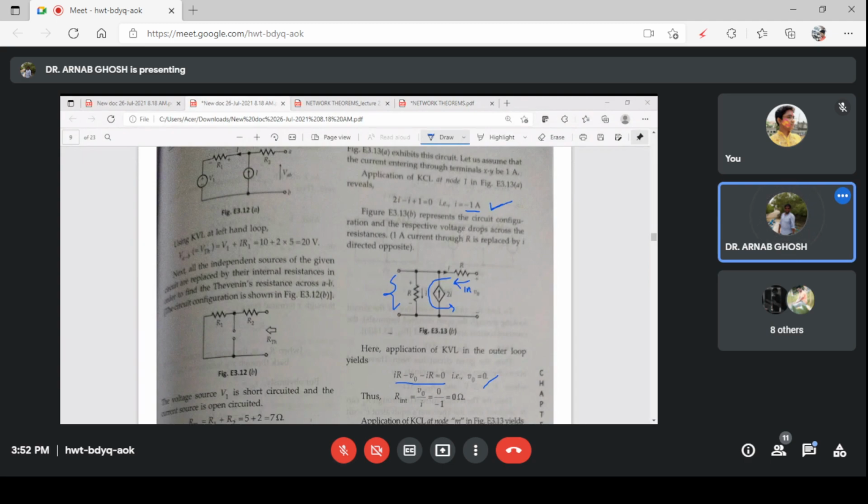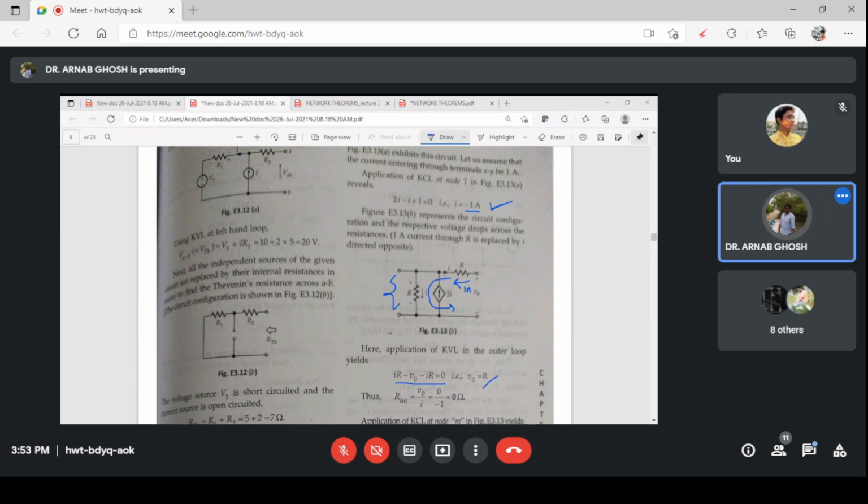This is VOC, right? The current through this is I. The current through this is I. The current through this is R. This is R. Correct?